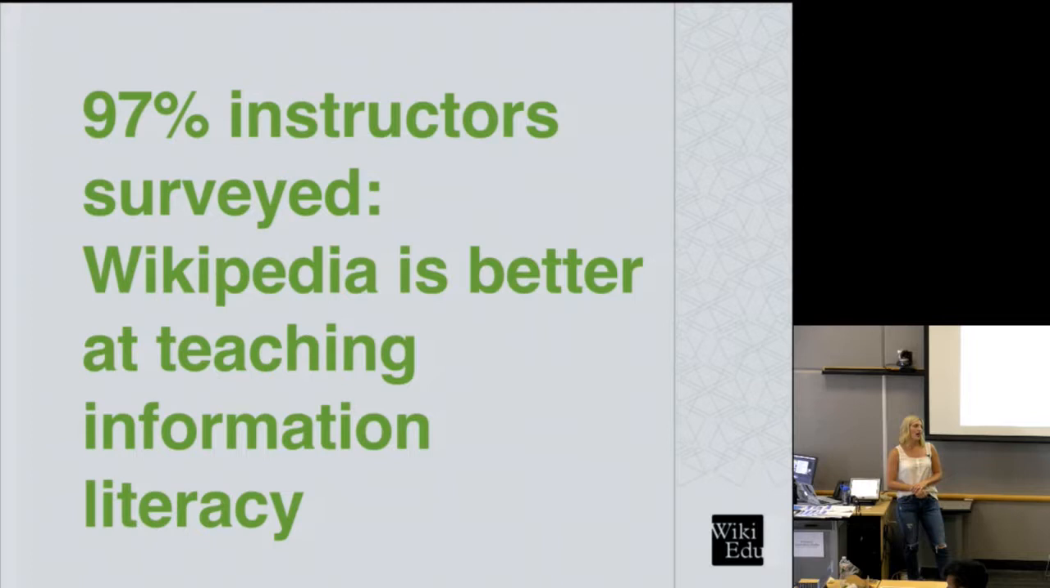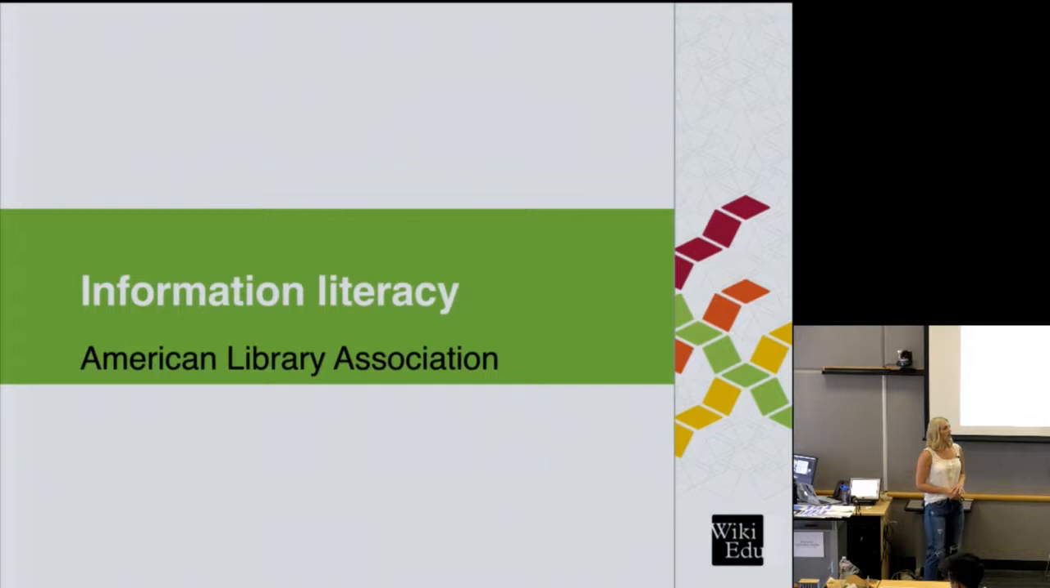And when we surveyed our instructors in that fall 2016 study, 97% of those surveyed said that the Wikipedia assignment was better at teaching information literacy for their students than a traditional assignment, because specifically they were carving out time in their classes to have these discussions with their students, whereas in a traditional assignment they didn't force themselves to have those conversations.